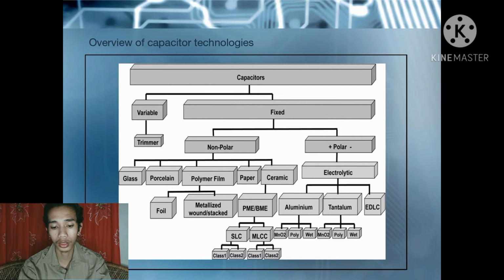So under ceramic there's another, by ceramic, PME and BME, SLC, MLCC. And they also have two under class 1, class 2. So under the polar, there's the electrolytic. Under electrolytic, the aluminum, tantalum, EDLC. So under aluminum and tantalum there's three: MnO2, poly, then wet. So there's both the same.